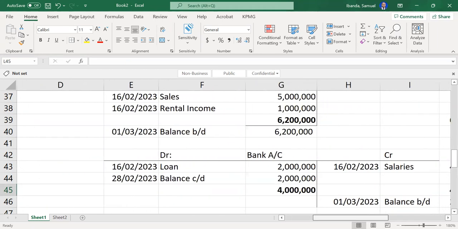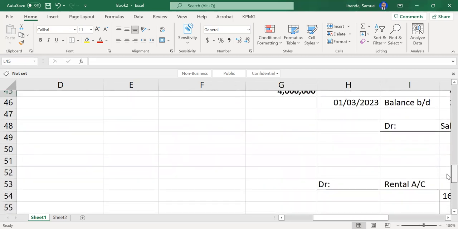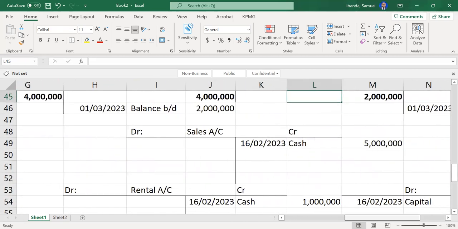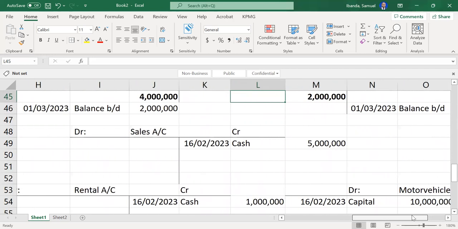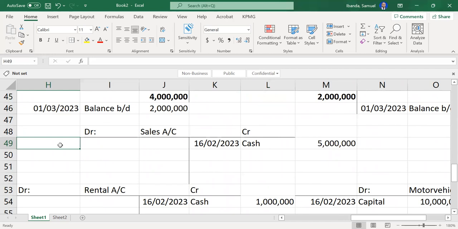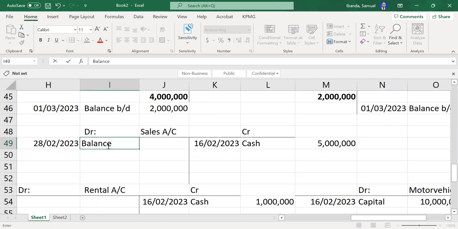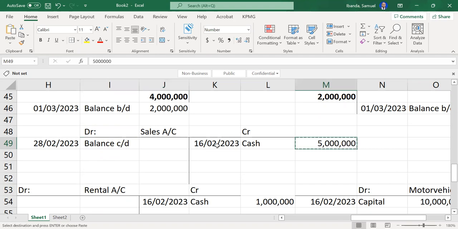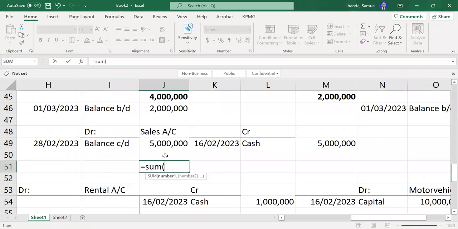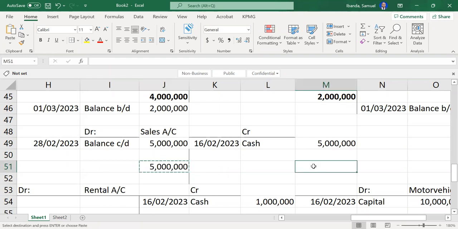So do we have another account here? Let's see. After the bank loan, we had other accounts. We had a sales account, so I can also balance off my sales account. I can just give it a date, 28/02/2023. This, you can call balance carried down of 5 million. Now, the total will be the same, 5 million and 5 million right there.